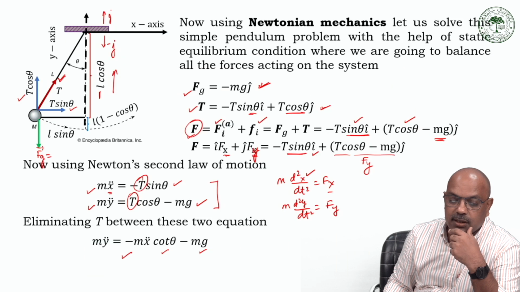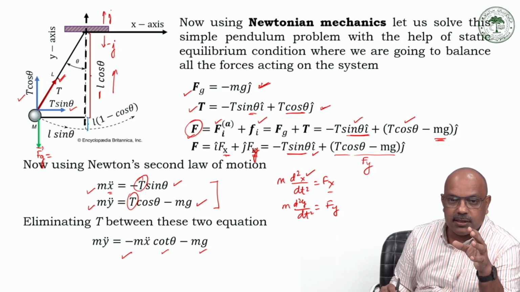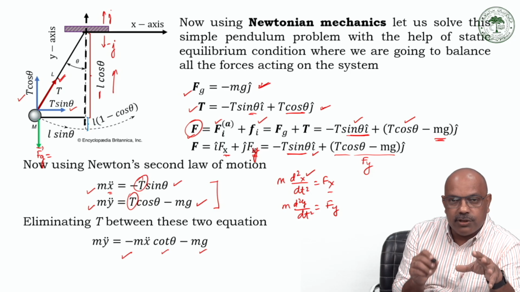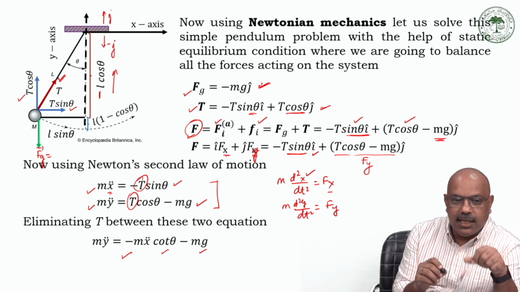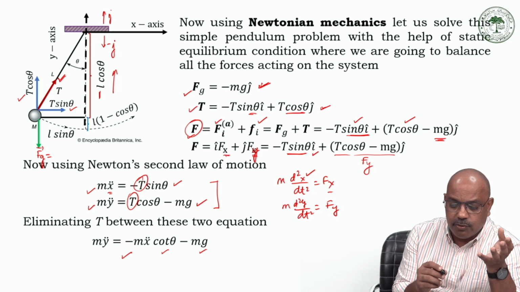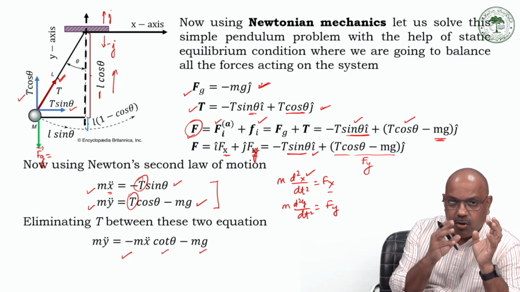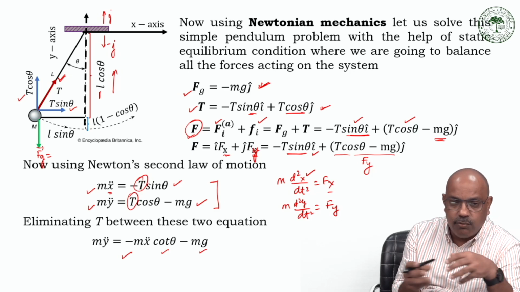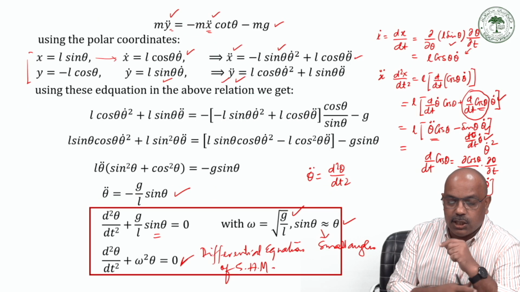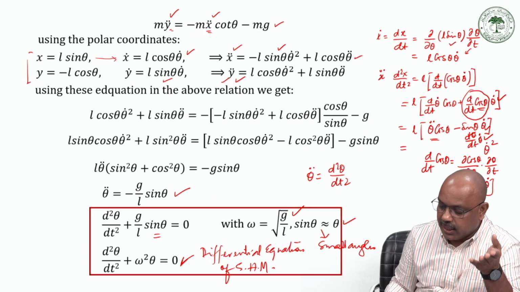Okay, so with the help of Newtonian mechanics, we get to know what kind of forces are acting on the system, and then applying that the total force, component-wise, equals those forces, what I'm going to get is the differential equation. This is how we do it in Newtonian mechanics.